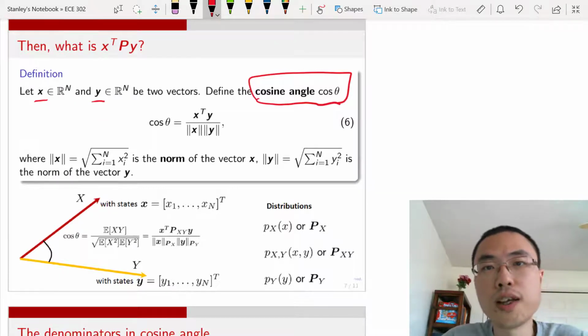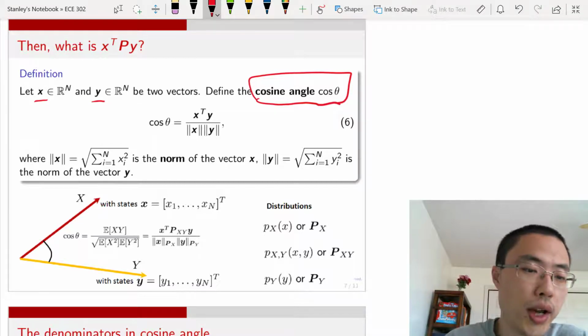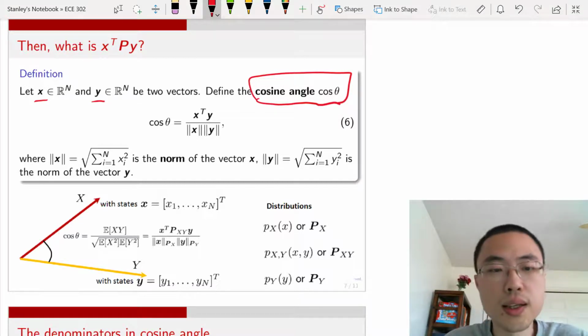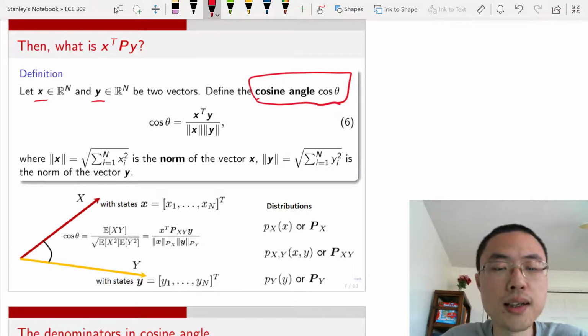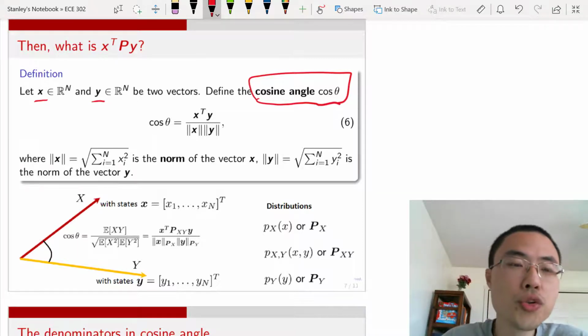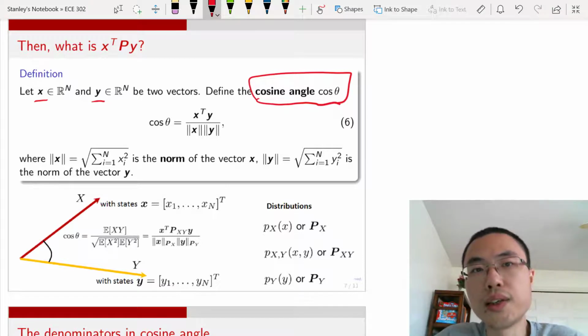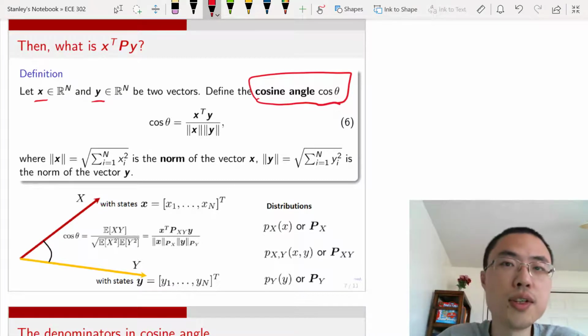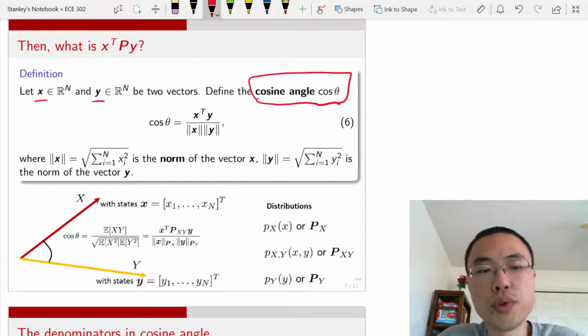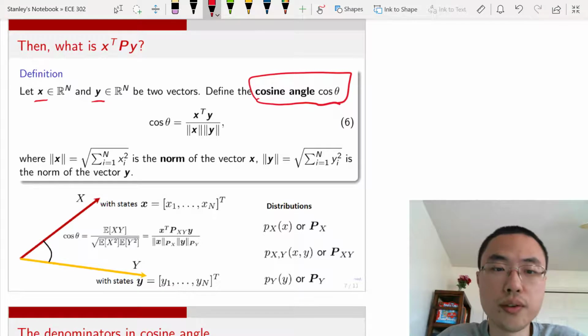Now, when will you have them being uncorrelated? It would be when x is perpendicular to y. In that case, when you take the inner product of x and y, you will get 0, and you can say that in this case, my random variables x and y are uncorrelated. So there is a very beautiful geometry behind this expectation of x times y, because if the expectation of x times y is the cosine angle, and the cosine angle is measuring the correlation between the two vectors, then precisely the expectation of x times y is telling you the correlation between the two random variables.